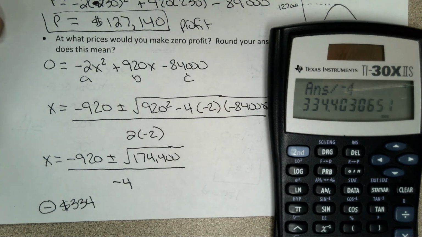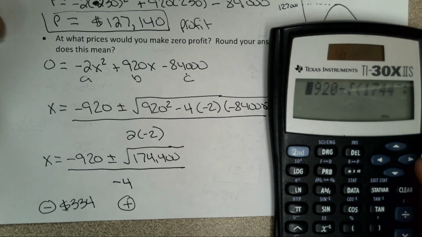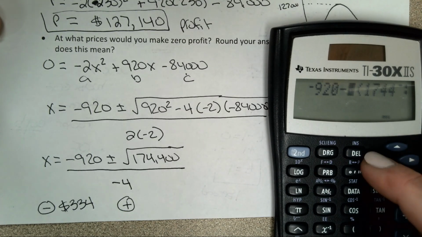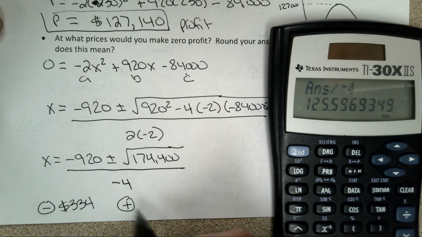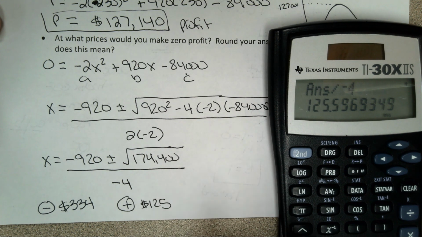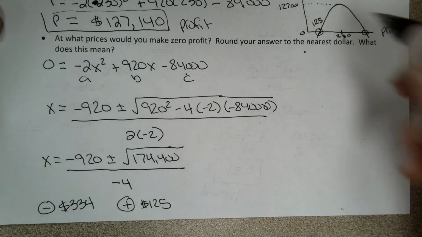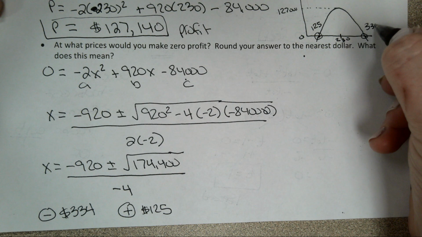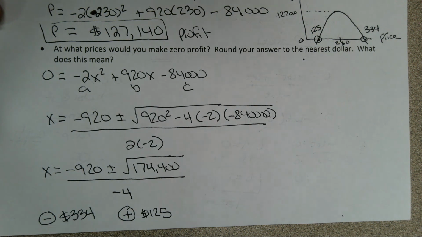So one of them is $334. Let's see what it is when I use the plus sign. Divided by negative 4 is $125. So over here, if I charge too little, that would be, if I charge $125 for my product, I won't make any money. And over here, if I charge $334, then I will have charged too much money. So, thank you.